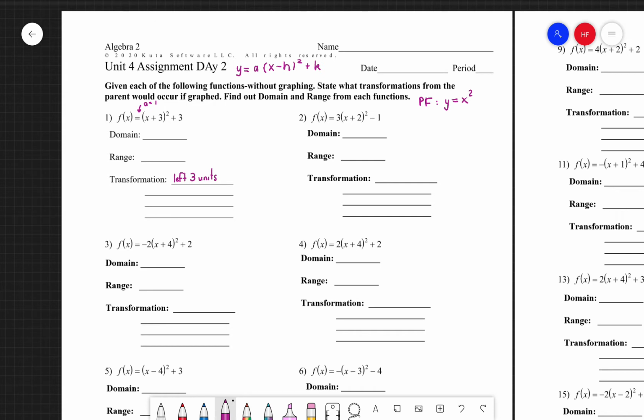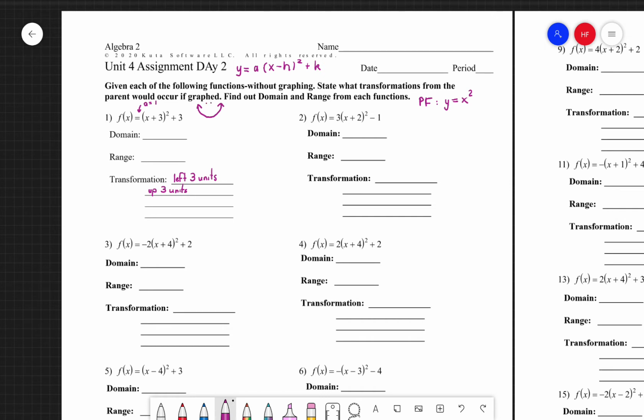If something were multiple choice, you might see it as horizontal shift left 3 units. Then on the end there, we have plus 3, and that plus 3 will make us move up 3 units. So that brings my vertex to (negative 3, 3). And since a is 1, that is a positive number, so we have a happy parabola.